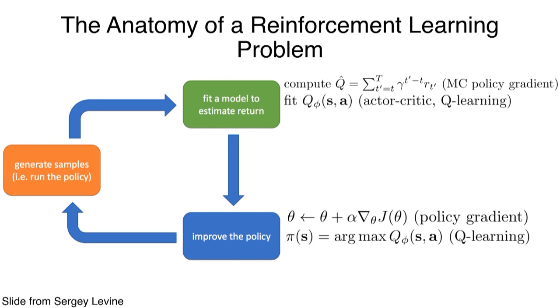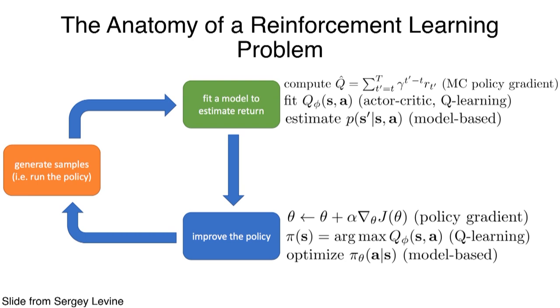And lastly, in model-based approaches, what you do is you fit this model, the transition function, and optimize your policy using the model that you fit. So this is kind of how model-based reinforcement learning fits with the other types of algorithms. And you're generally following the same procedure, but you're going to be using different mathematical formalisms to fit the model and improve the policy.